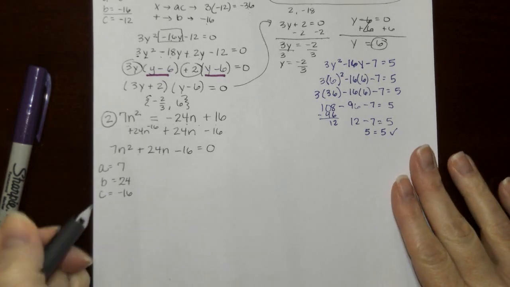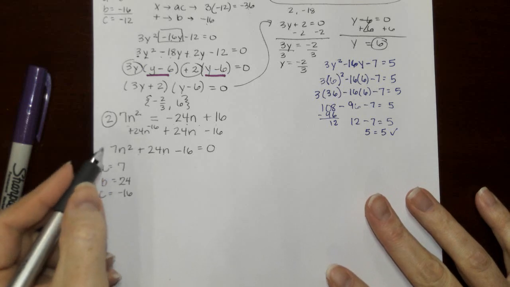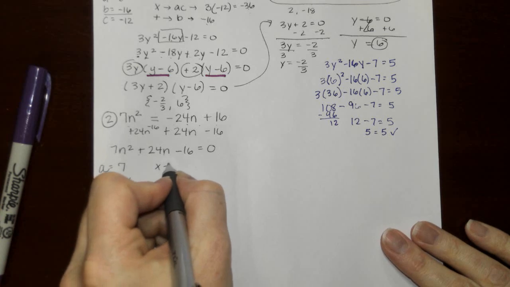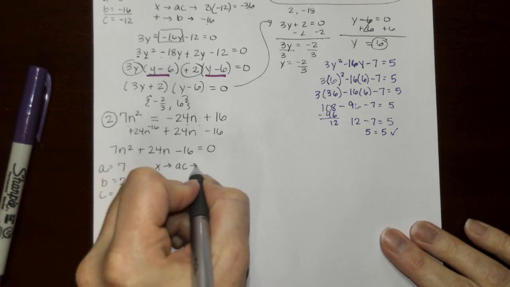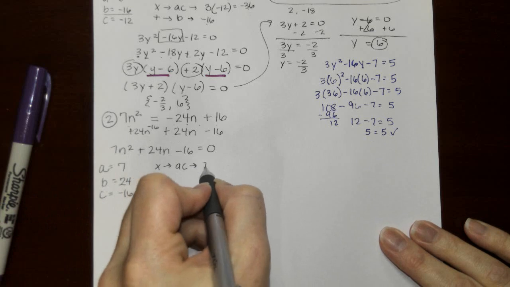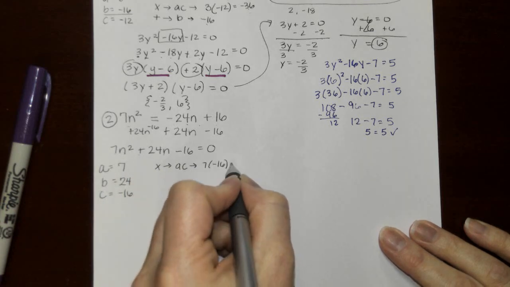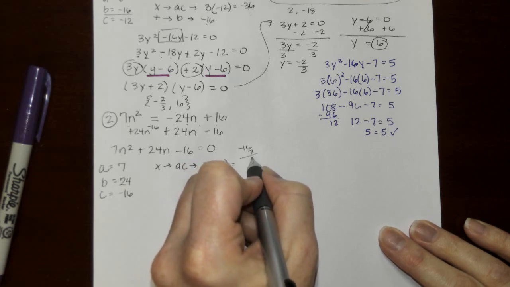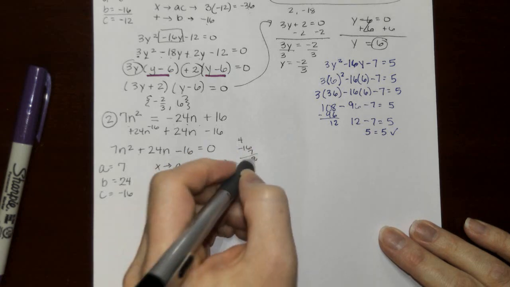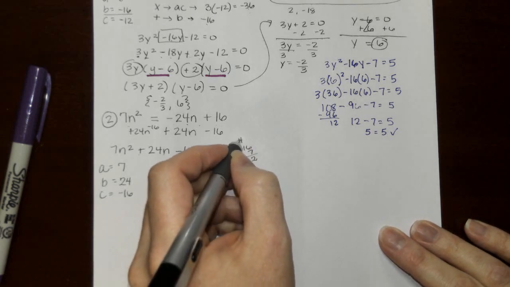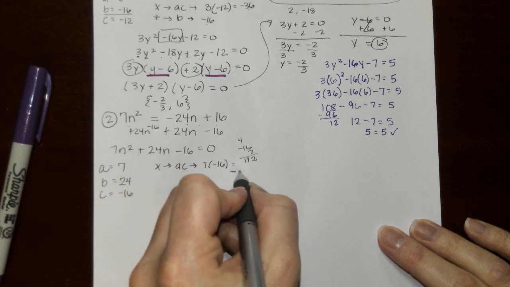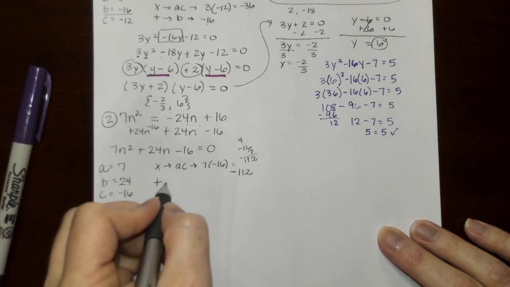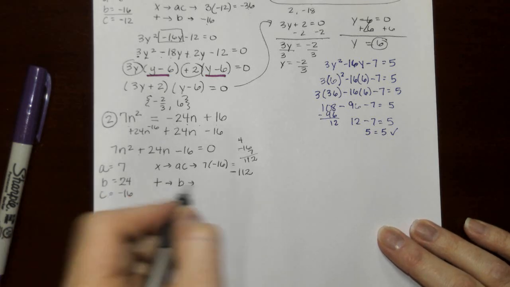So then, because my coefficient is not a 1, because there's a 7 here, I'm going to multiply my A times my C, which is my 7 times negative 16. And I'm going to get, 7 times 6 is 42. Don't forget, y'all can use a calculator. I don't have one. 7 times 1 is 7, plus 4 is 11. So I get negative 112. And then added together, I need to get a B, which is 24.